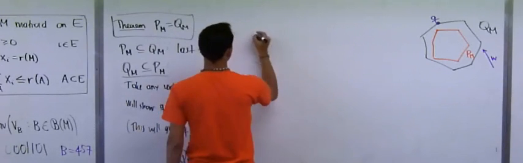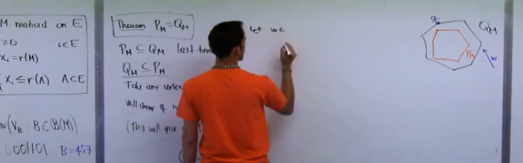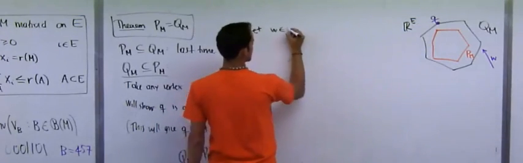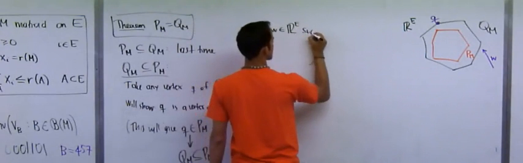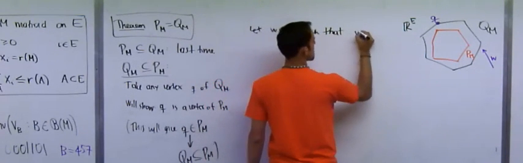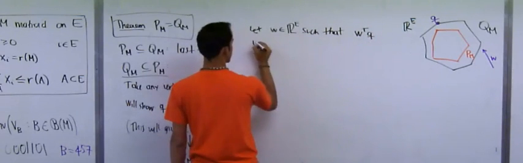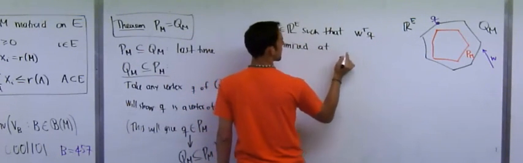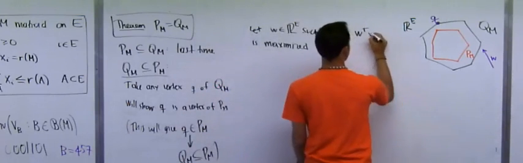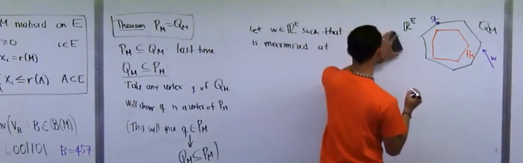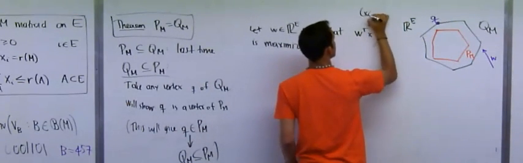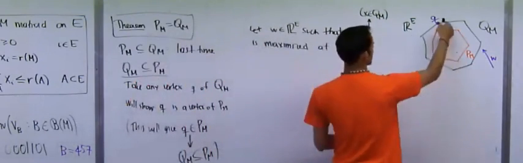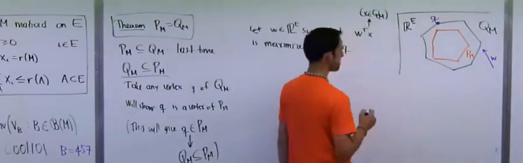So let W be some direction in R^E, where we are living here, such that W transpose X, for X in the polytope, is maximized at Q. So what I'm saying is just that pick some direction so that Q is the farthest point away in that direction. Okay?